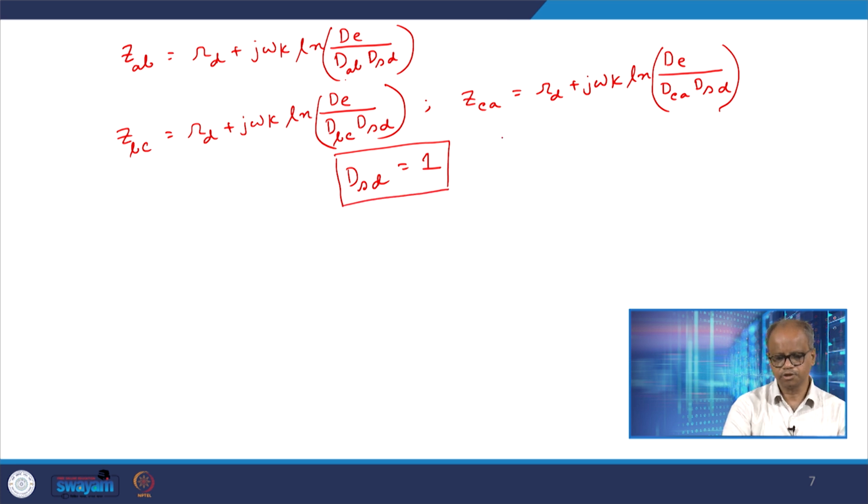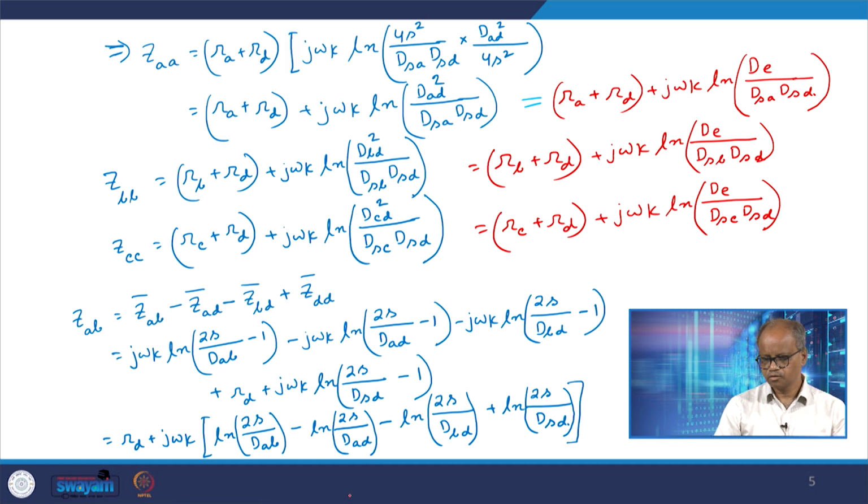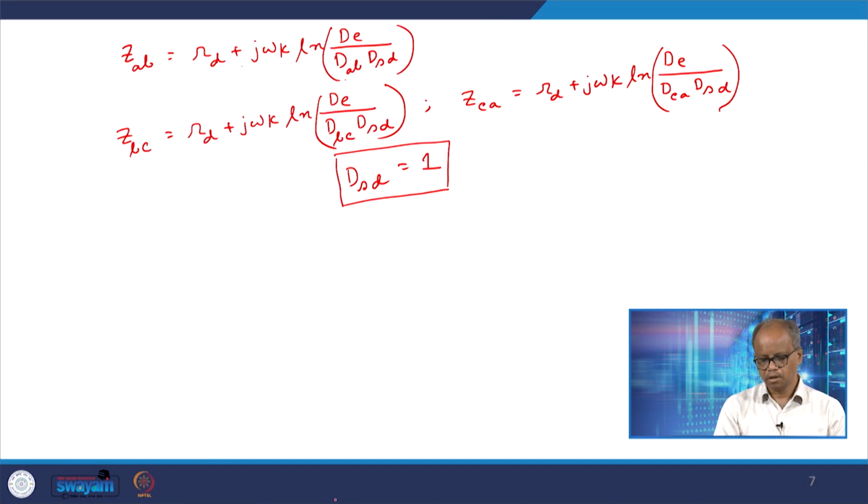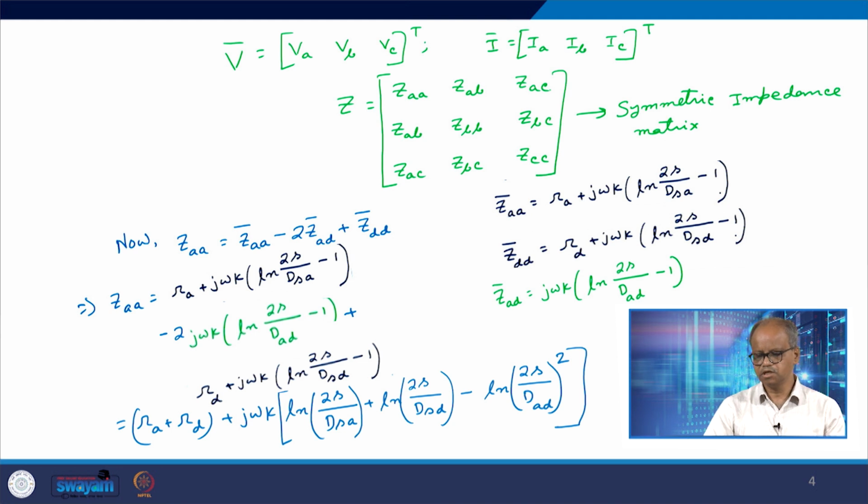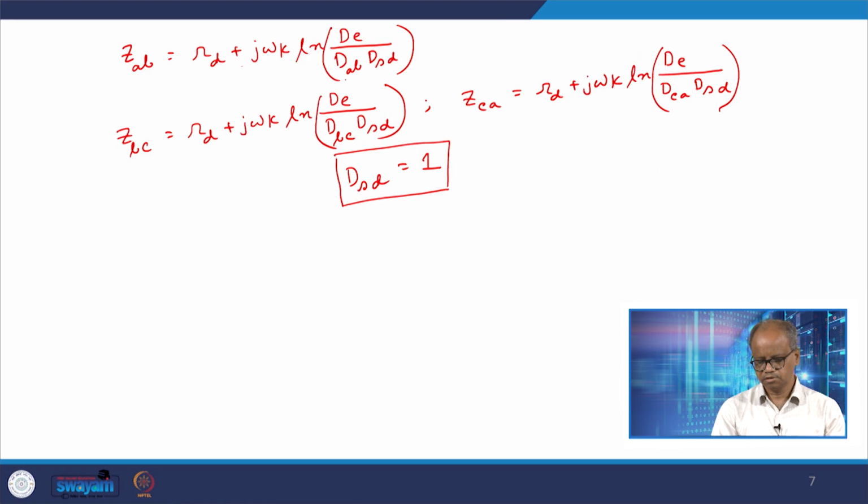So all these expressions, for example ZAB would be equal to RD plus j omega k log dE by DAB, ZBC would be equal to RD plus j omega k log dE by DBC, and ZCA would be equal to RD plus j omega k log dE by DCA, and ZAA would be equal to RA plus RD plus j omega k log dE by DSA, and similarly. In all these expressions DSD would be taken as 1, because it is a fictitious conductor. By this we are now able to find all the elements of this symmetric impedance matrix in terms of the dimensions of the line. Now to appreciate the use of all these expressions, let us take an example.